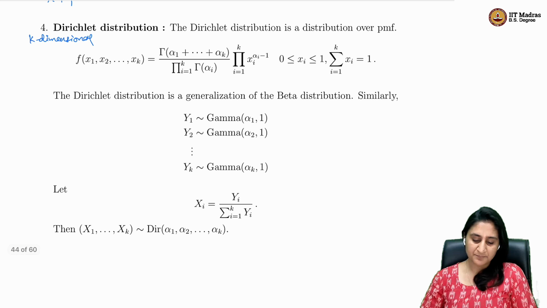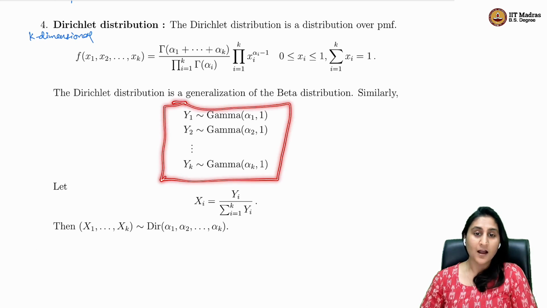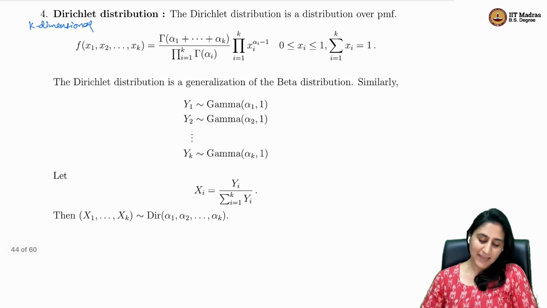from such a Dirichlet, if we have independent gamma draws y1 up to yk, k again being the dimension, such that the shape parameters are alpha 1, alpha 2 up until alpha k, and the rate parameters are just 1, then if I set x_i to be y_i divided by the sum of the y_i, again here i going from 1 till k.